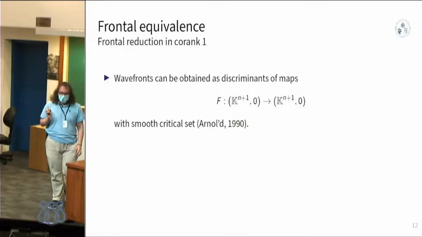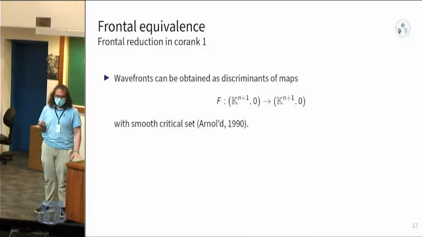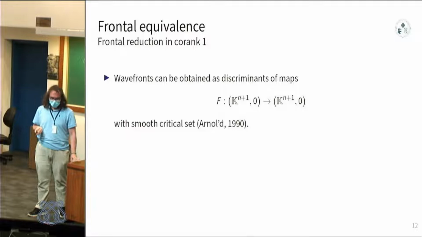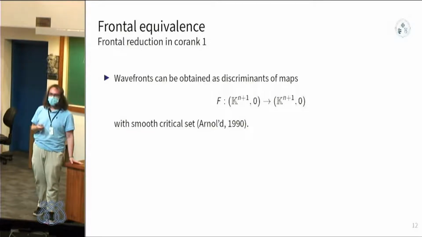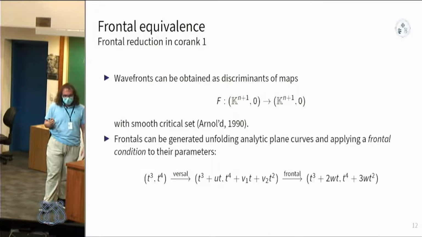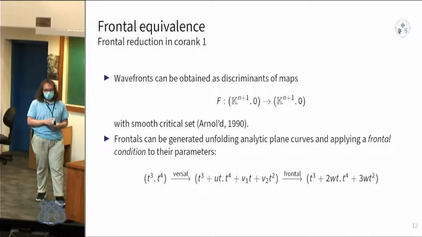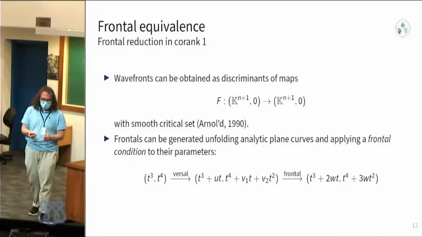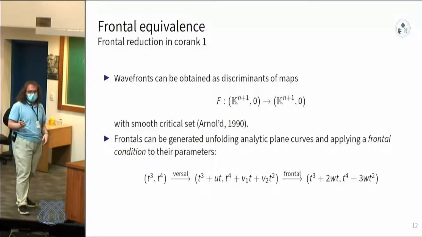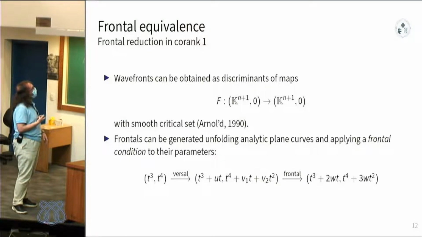Now, let's see how to generate some examples. Wavefronts can be obtained as discriminants of maps with a smooth critical set. This is also easily deducible from Arnold's work. And frontals can be generated by taking analytic plane curves, which are always frontal, unfolding them, and applying a certain frontalizing condition to their parameters. In particular, the unfolding will have rank 1, and the condition is pretty simplified.